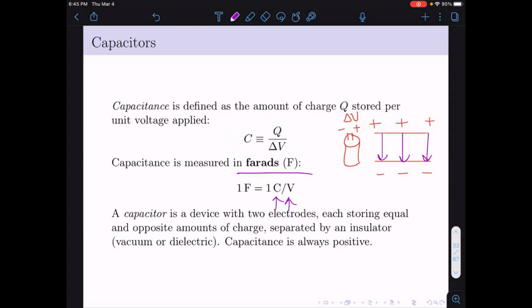Whereas I would say a meter or a kilogram isn't that big of a unit. A farad is a large unit, right? If we have a 1 farad capacitor, that's big, right? That's a large capacitor, right?